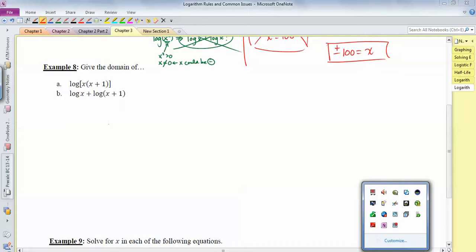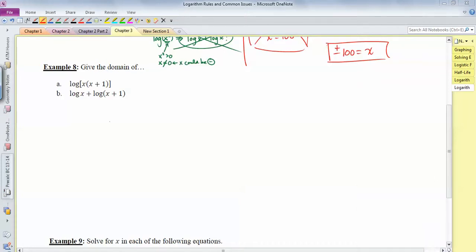Yeah, okay. So example 8, we want to find the domain of these two expressions. So first one, log of x times x plus 1. Okay, so right here, anything that we plug in a log has to be positive. So x times x plus 1 has to be greater than 0. And you can't just split that into x is bigger than 0 or x plus 1 is bigger than 0. They might both be negative.